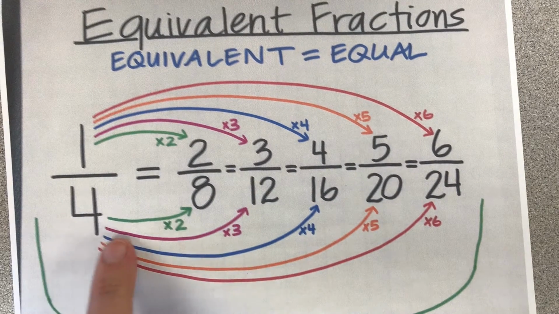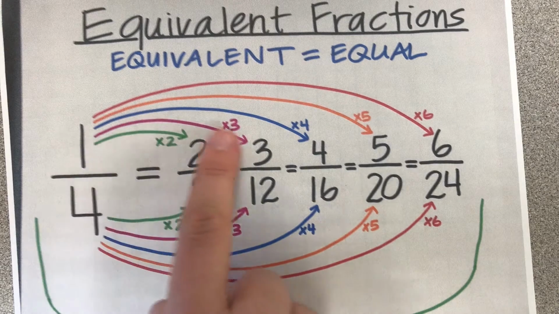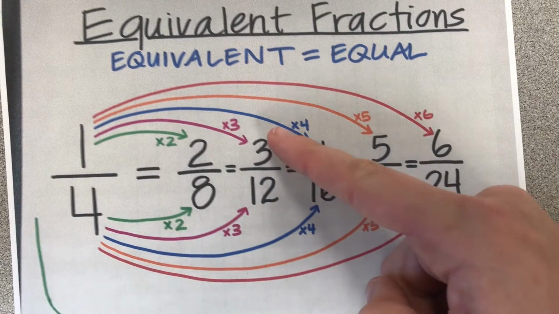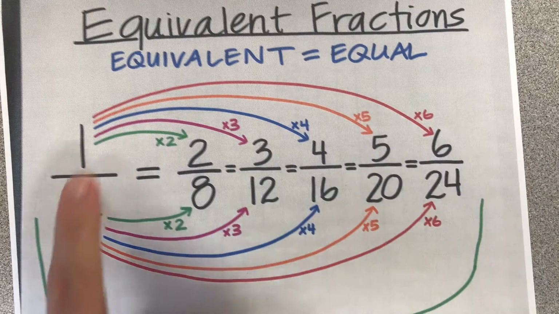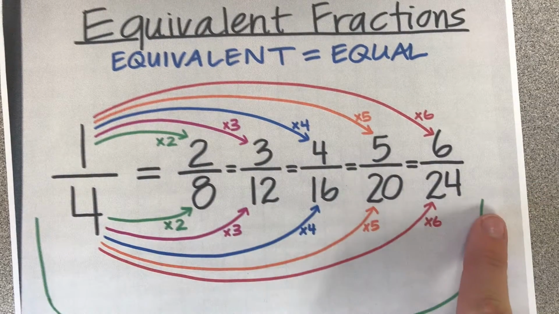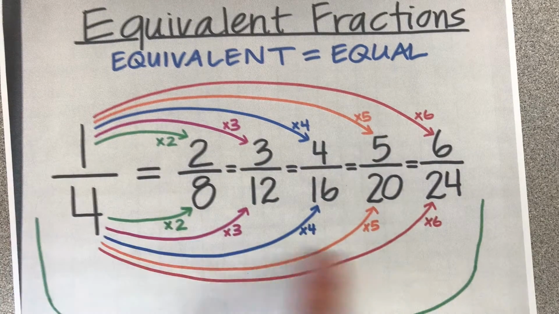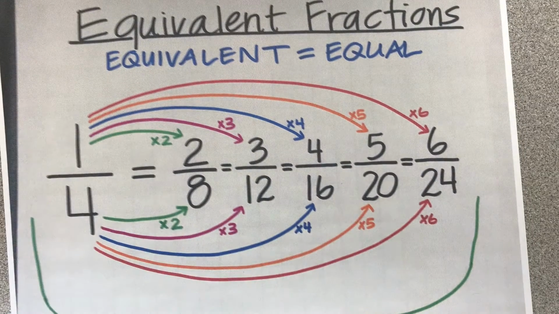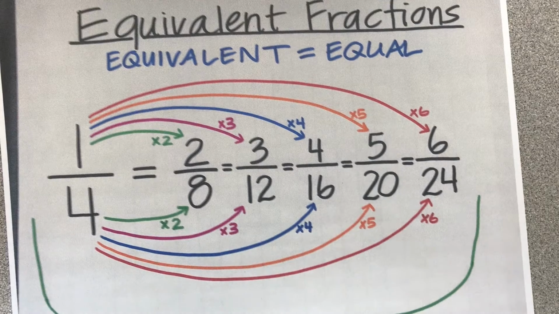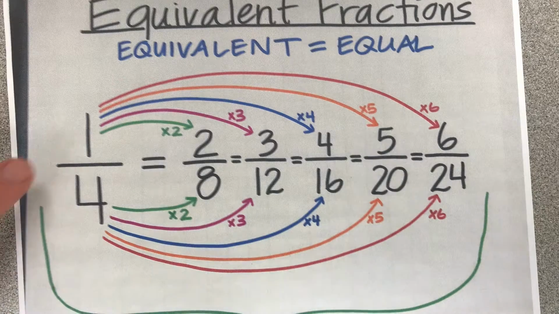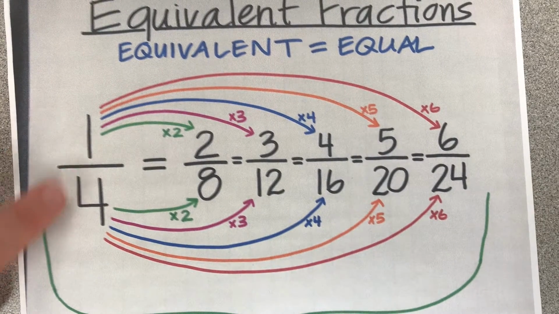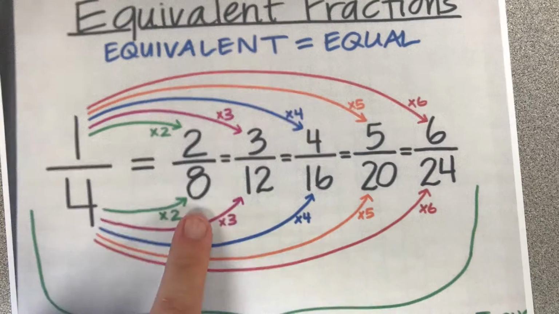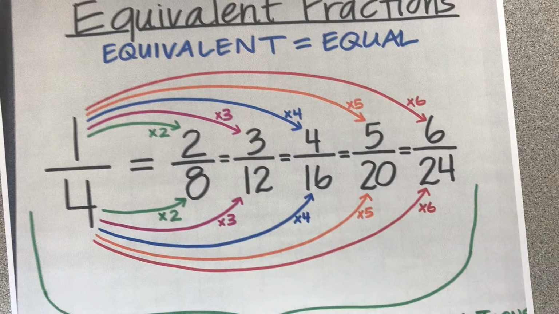And then I did the same thing with 3. I multiplied both sides, or the top and bottom, by 3, and I got 3/12. And then I continued, and these are all equivalent fractions to 1/4. These fractions are all equivalent to each other, and all I did was multiply the numerator and denominator by the same number. You can pick any number to multiply by, as long as you multiply the numerator and denominator by the same number, you'll end up with an equivalent fraction, as you see here.